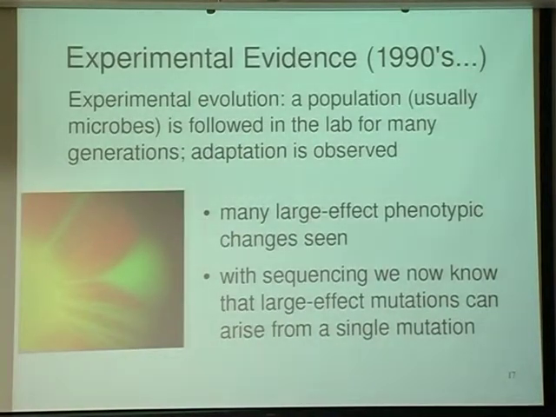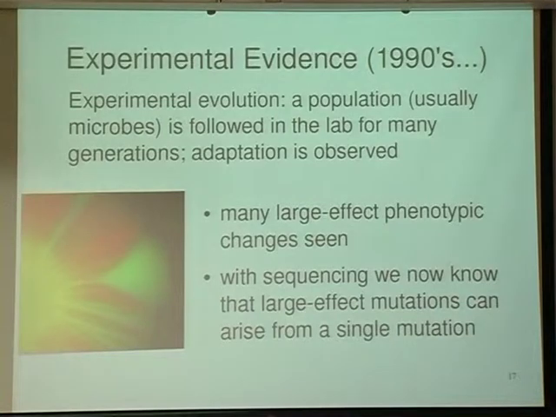And then in the 1990s, we've heard a little bit already about experimental evolution of microorganisms. Populations followed in the lab for thousands of generations, and adaptation is observed. This is, I believe, a yeast population. It's a single SNP, basically. And when I say large effect, I mean these guys can grow 10 times faster. They change one base pair, and suddenly they grow 10 times faster. Really large effects are possible.